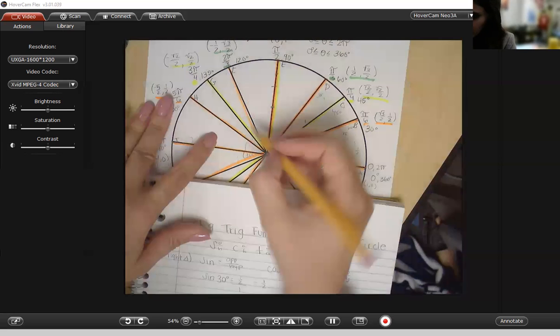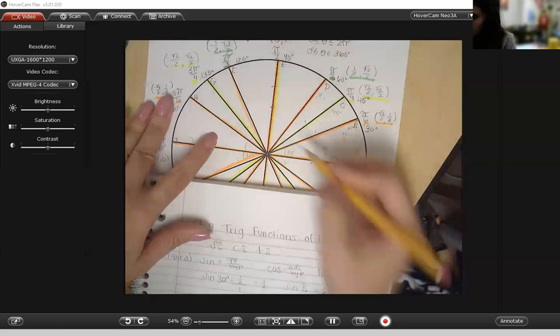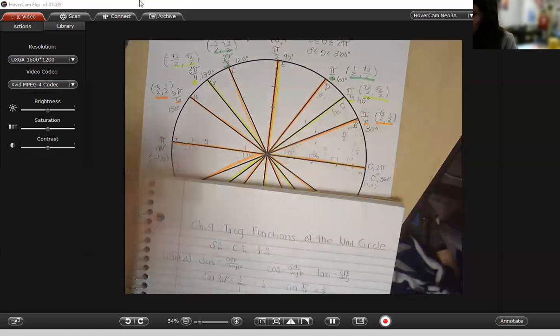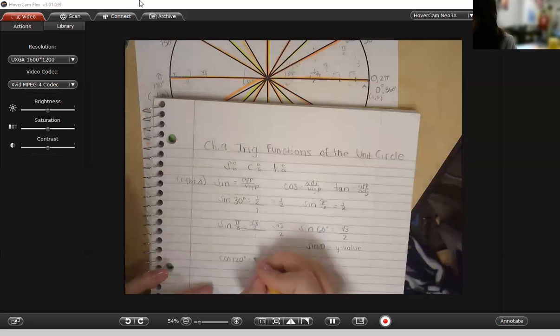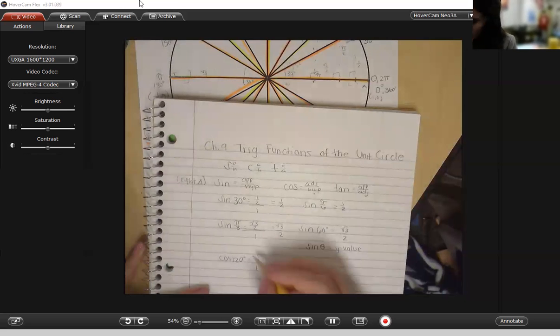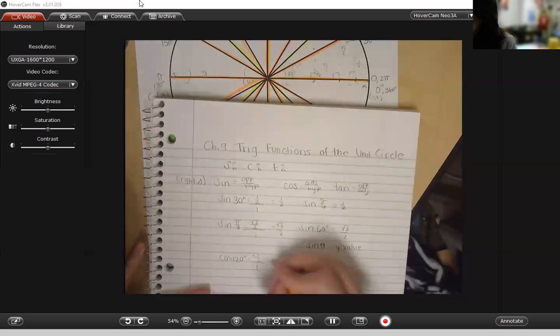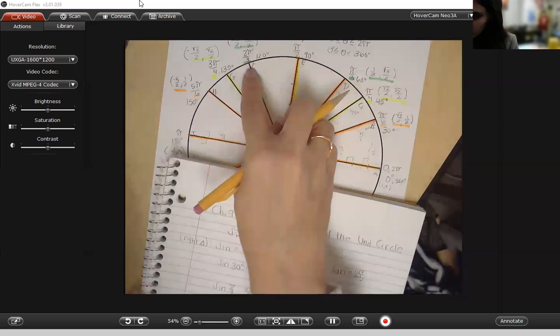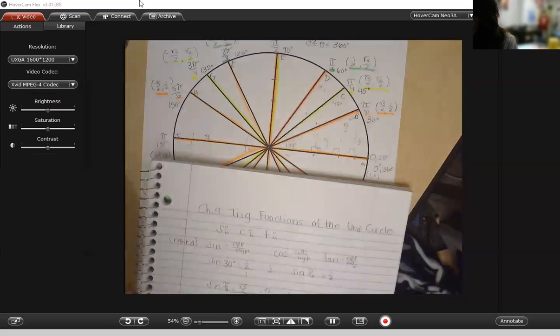So if this was my angle, my adjacent side is going to be down here, my x value, which is negative 1/2, over the hypotenuse, which is 1. My cosine at 120 degrees is negative 1/2. That's going to be the same thing as my cosine at 2 pi over 3. They're the same thing. It equals negative 1/2.